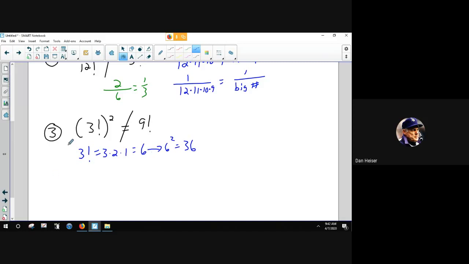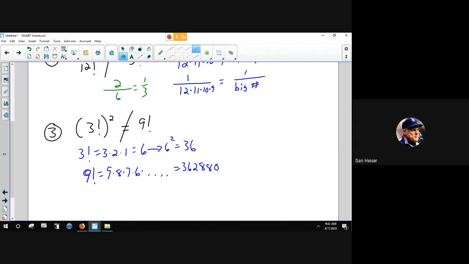On the other side, 9 factorial, 9 times 8 times 7 times 6. Big number. 9 factorial is fairly large. It's over 360,000. 362,880. Clearly, these are not the same.